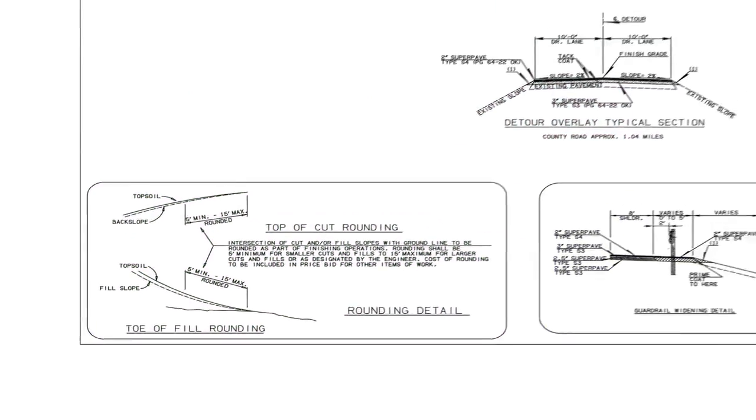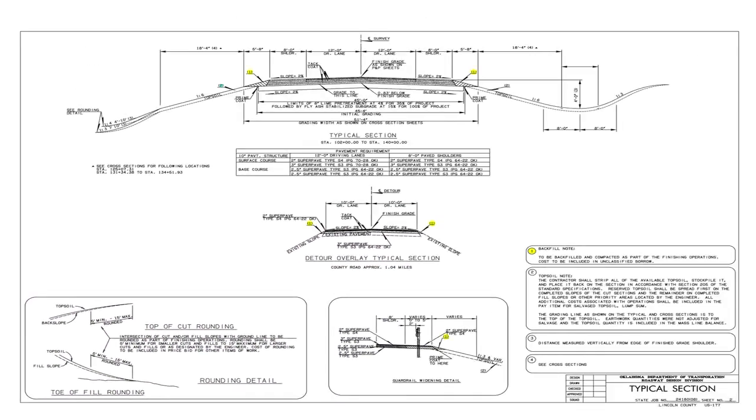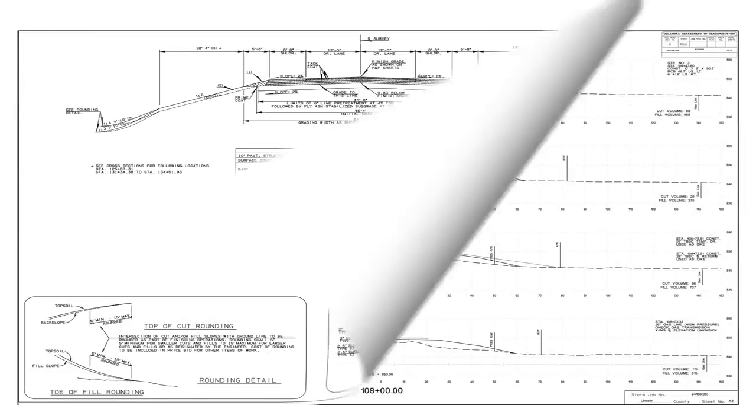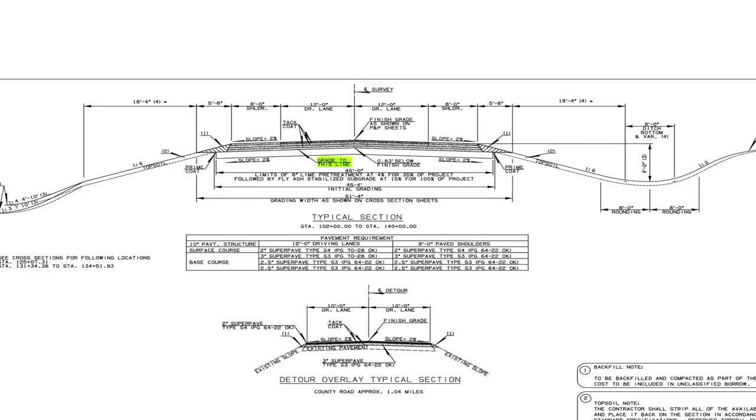Located on the typical section, you may find numbers which correspond to notes located on the typical section sheet. Most commonly, these notes will convey information concerning backfill, topsoil, and measurements. The typical section is used as the design template for the cross sections. The line labeled "grade to this line" represents the same line or template used on the cross section.